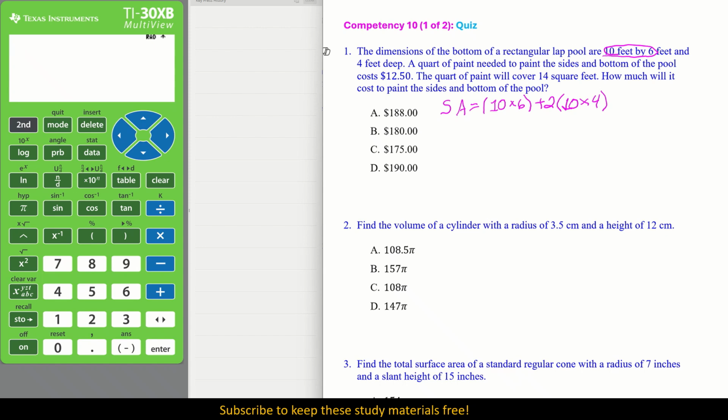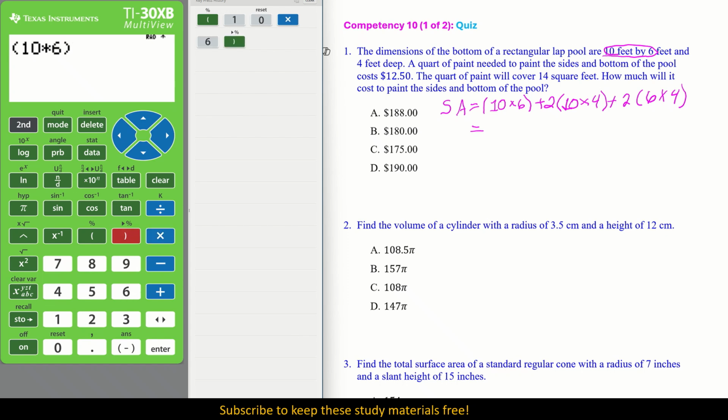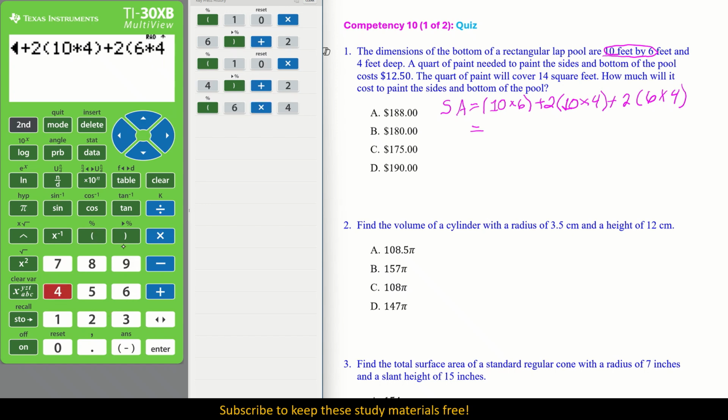Now we have the two ends, the two sides. So we're going to add 2 times the width, which is 6, times the height of 4. That's what we put in our calculator. But remember, this is only getting the surface area. So we need, in parentheses, 10 times 6, close your parentheses, plus 2, in parentheses, 10 times 4, close, and then plus 2 times those two ends, which is 6 times 4.